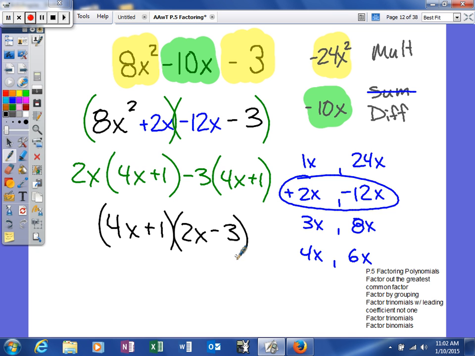Again, just like all polynomial factoring, you can check your answer. This times this is this, this times this is this, this times this is this, this times this is this. When you add those things together, you get your original polynomial.